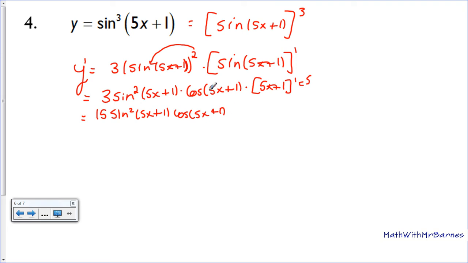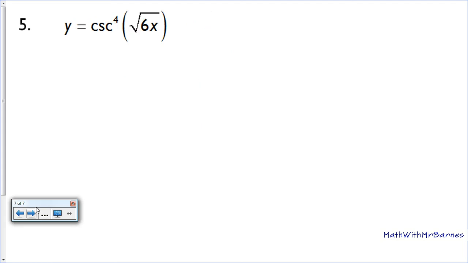So if you ever encounter a sine or a cos or any trigonometric identity, if I can say that word correctly, with a power, it's best to do it this way. Alright, let's try another one like this. So we got a cosecant. So first step I'll do is rewrite. So cosecant of root 6x all to the 4.